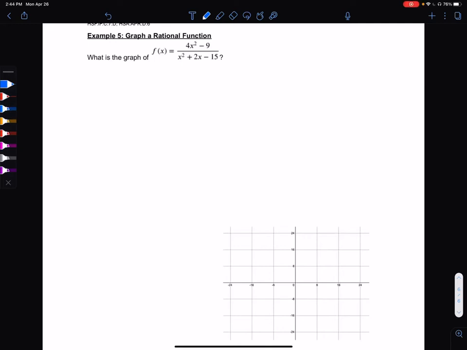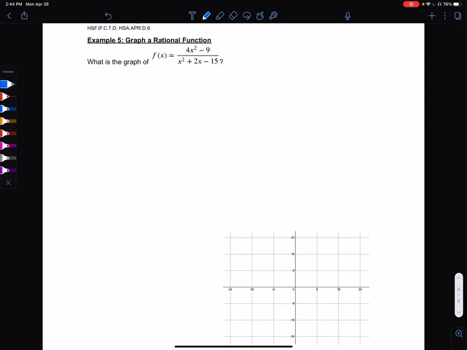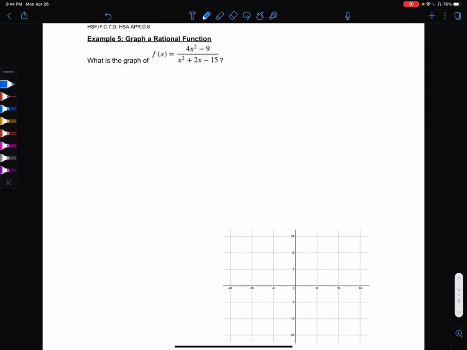In this video, we're going to look at example 5 from section 4.2, where we graph a rational function. So the question, what is the graph of f of x equals 4x squared minus 9 over the quantity x squared plus 2x minus 15?